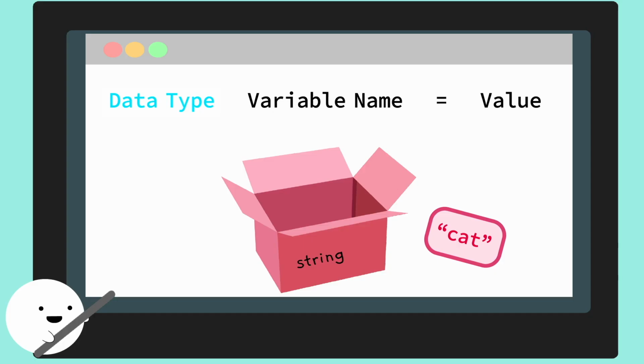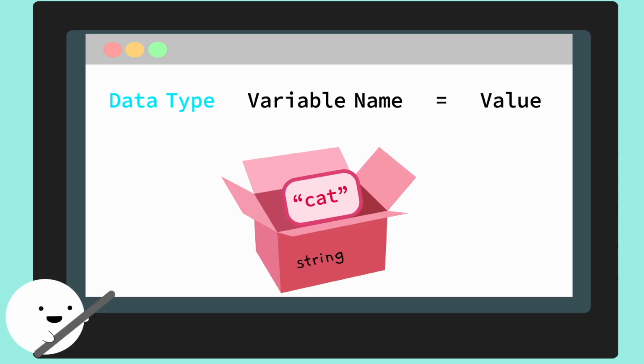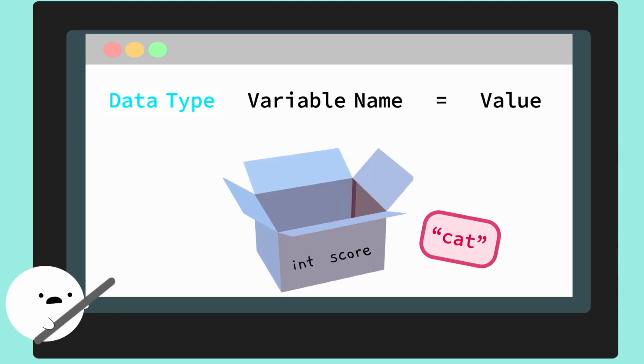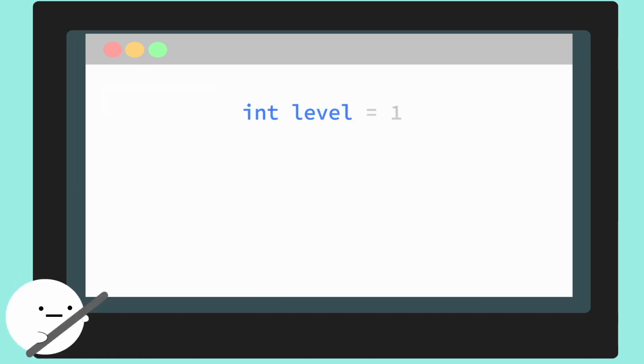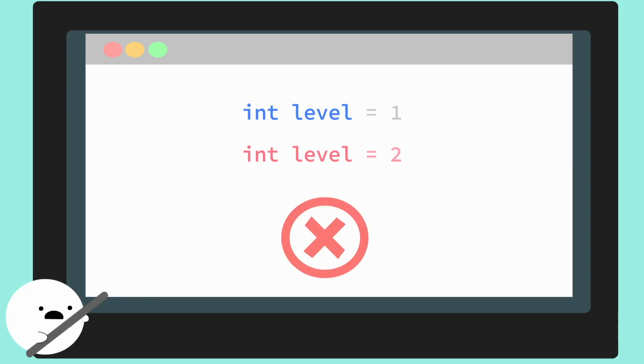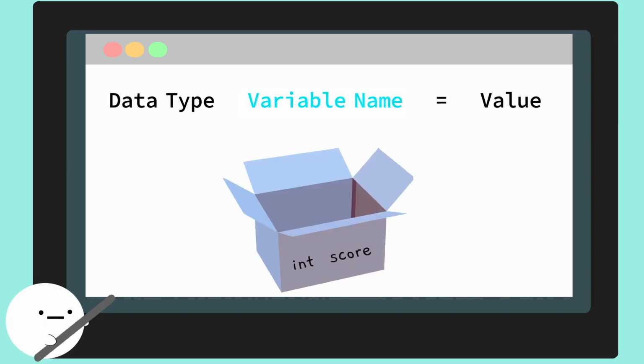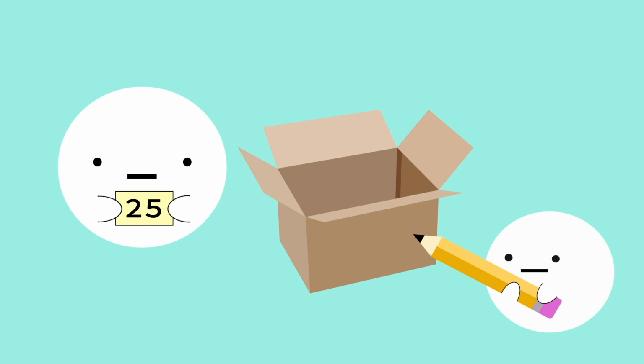But remember, you can only store values of that variable's data type, so don't go storing words inside of integer boxes. Also, you only need to specify a variable's data type the first time you declare it, so you don't need to state that your variable is an integer or a string every time you want to reuse it. Next, you would give your variable a name.